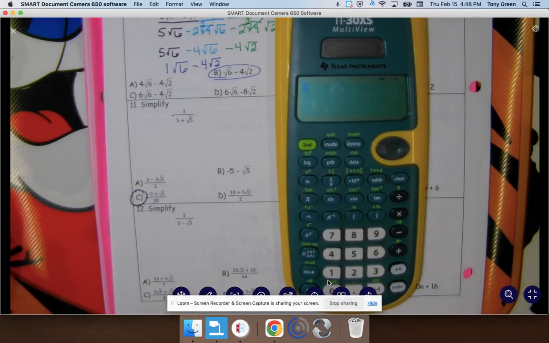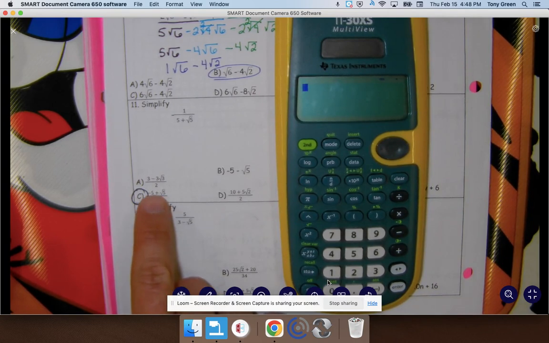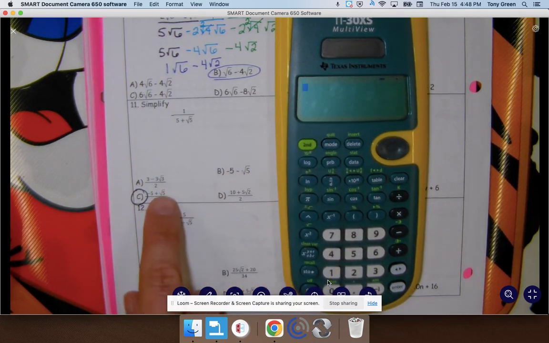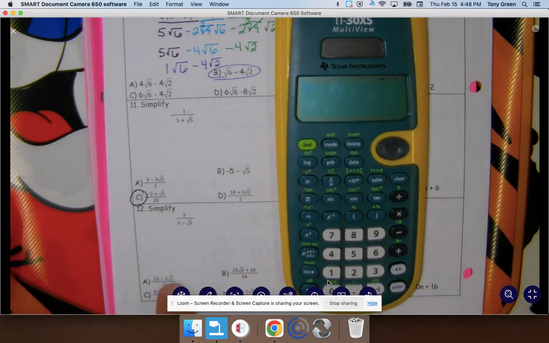Okay, so when you type it in, just watch out because it'll flip your answers sometimes, because the scientific calculator has the square roots before the constants. So when you do your answers, your square roots will most likely be before your constants.